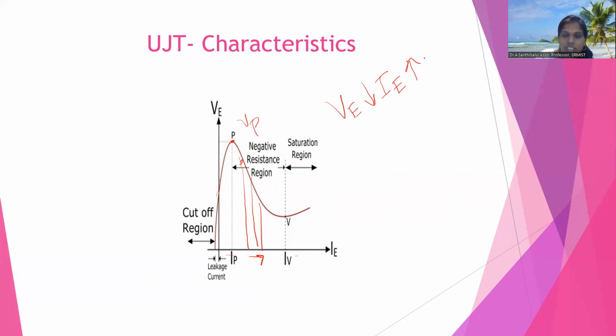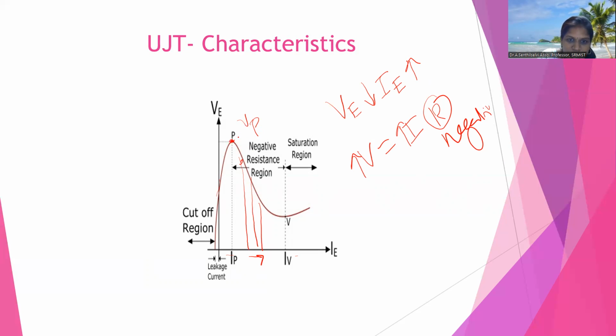See here, what is Ohm's law? V equals IR. If V increases, automatically I increases. But here, what has happened? After a particular point, the VE value decreases and the IE value increases. Why? Because here it has a negative resistance value. It means the resistance value is decreased. So from this point to this point, that region is called the negative resistance region. In this region, the IE value is increased, but the VE value is decreased.